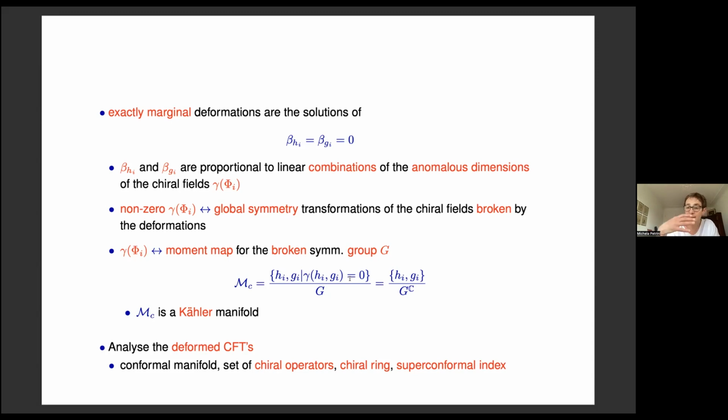So once we have these exactly marginal deformations, one would like to study the theory, so see whether we can say something about the geometry of the conformal manifold, or we can count the chiral operators, determine the chiral ring and their relations, etc.